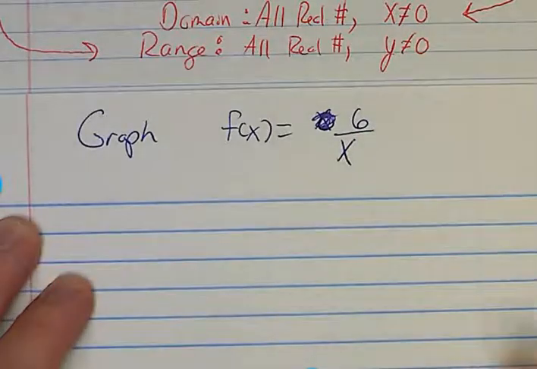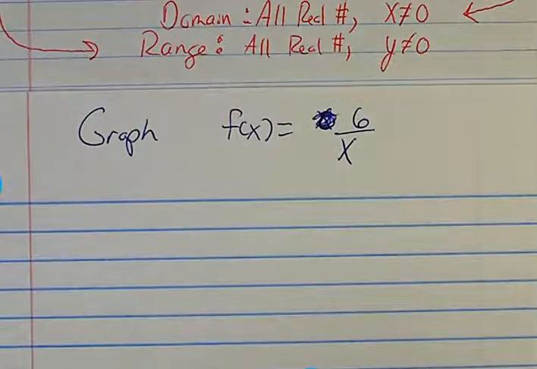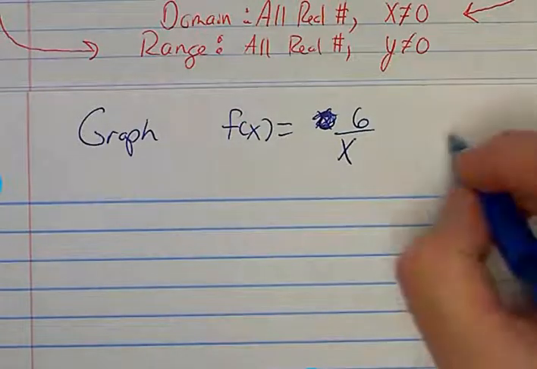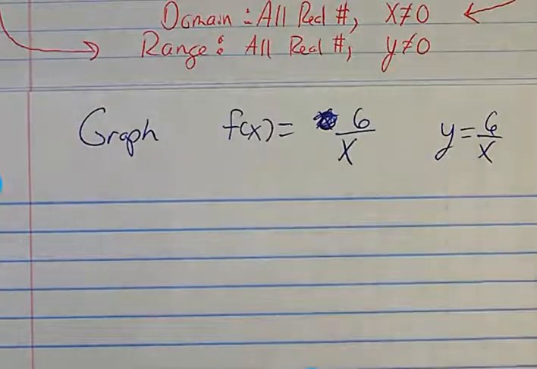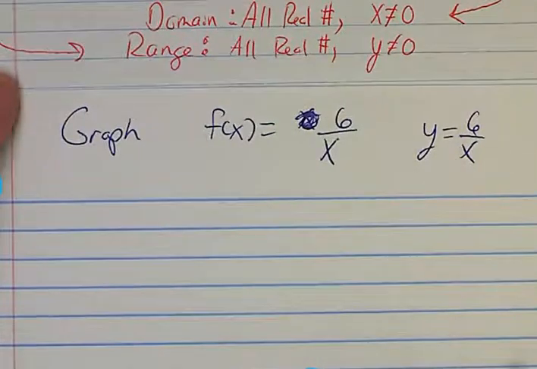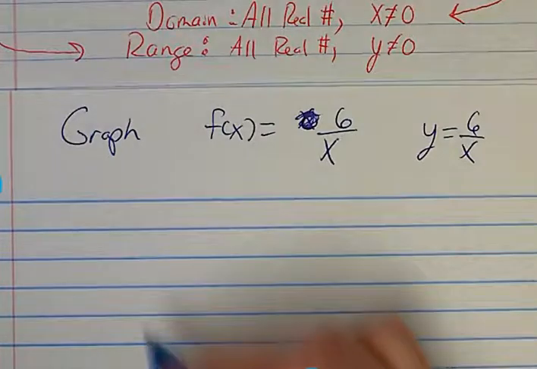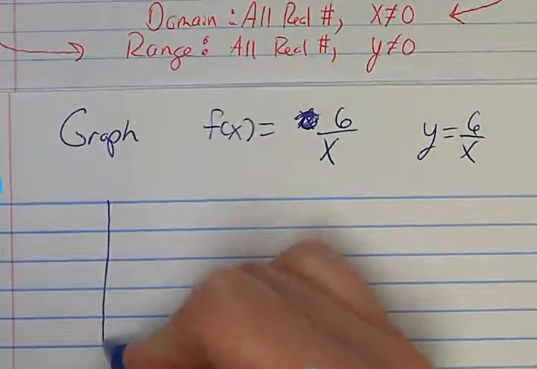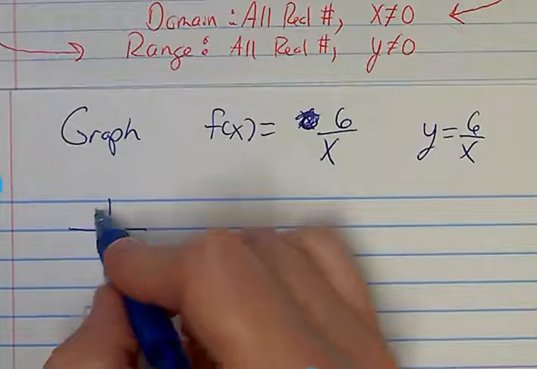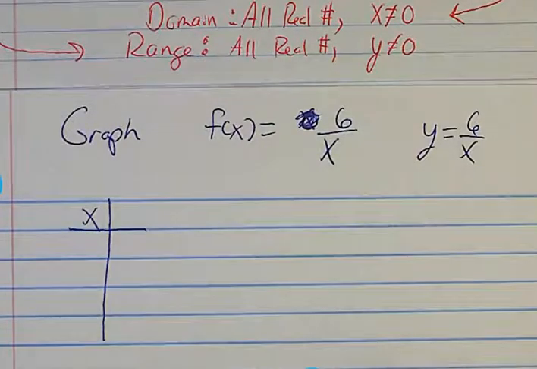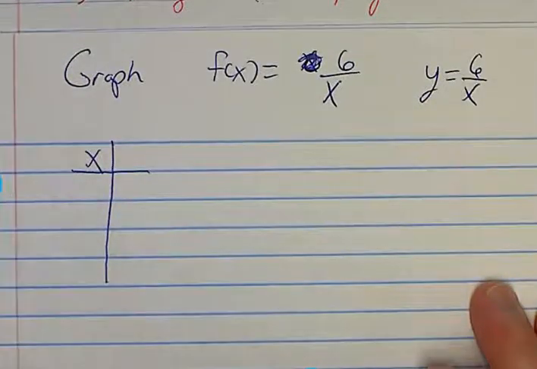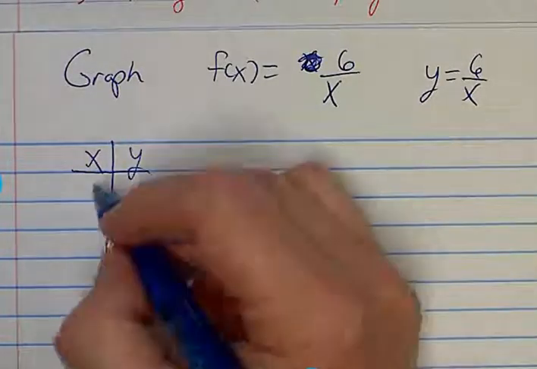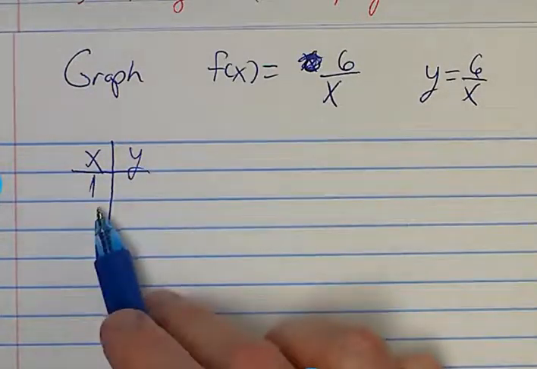Alright, so let's do f of x is equal to 6 over x. Now, again, when they do f of x, you can think about that as really the same thing as y equals 6 over x. So whether they show you this one or this one, it's the exact same graph. Okay, so all we're going to do is let's start with 1. And we're just going to plug it back in and see what you get.